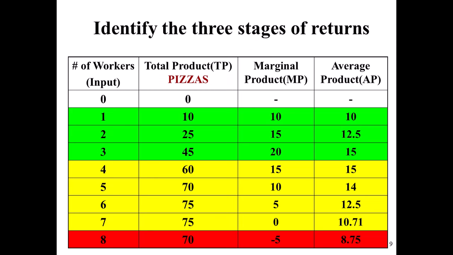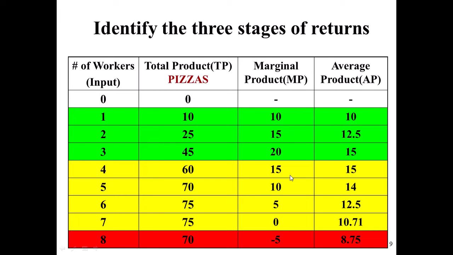Here, if you look at the chart with numbers, you can see it. If you look at the marginal product right over here, the marginal product for the first worker, second worker, third worker goes up. Fourth worker, the marginal product is still positive, but it's less than it was for the third worker. Same for the fifth. It's still positive, but it's less than it was for the fourth worker.